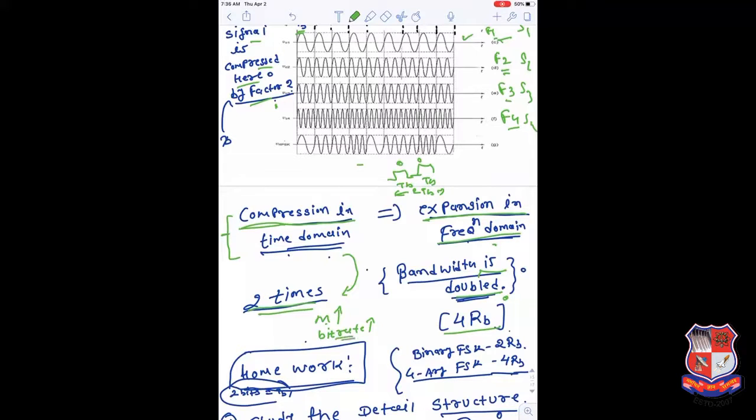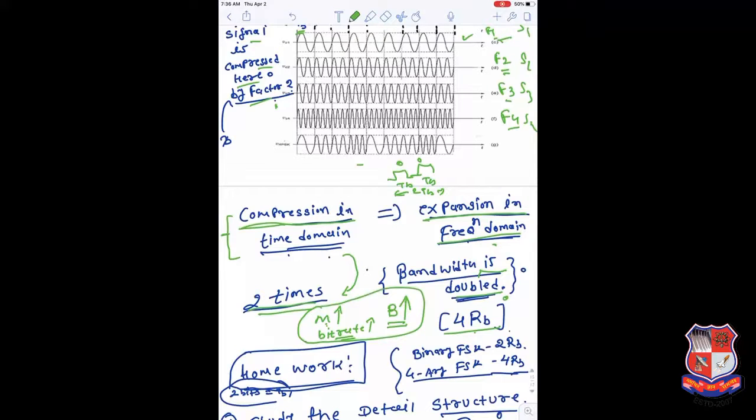So the bit rate, the number of bits transmitted in 1 second, can be increased, but at the same time the bandwidth B has also increased by the same factor. If you go with M equal to 8, we have 3 into 2, which means 6RB, so total bandwidth increases 6 times. And if you go with 16 FSK, we have 4 into 2, 8RB, so more bandwidth is required.